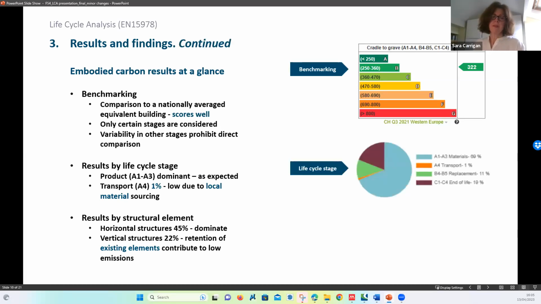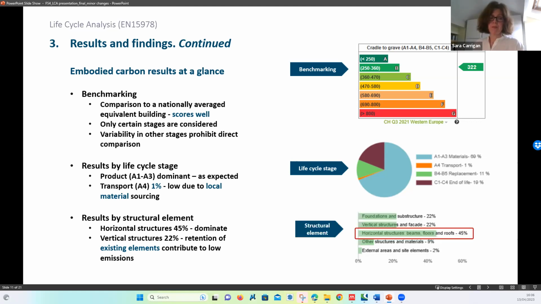Then we can consider results by life cycle stage, and as expected when operational energy impacts are out of the picture, the product manufacturing stage dominates. As noted, transport distances are set to account for emissions as if all materials originated in Ireland, and this is reflected in the very low impact for this stage at just 1%, which clearly demonstrates the value of local material sourcing.